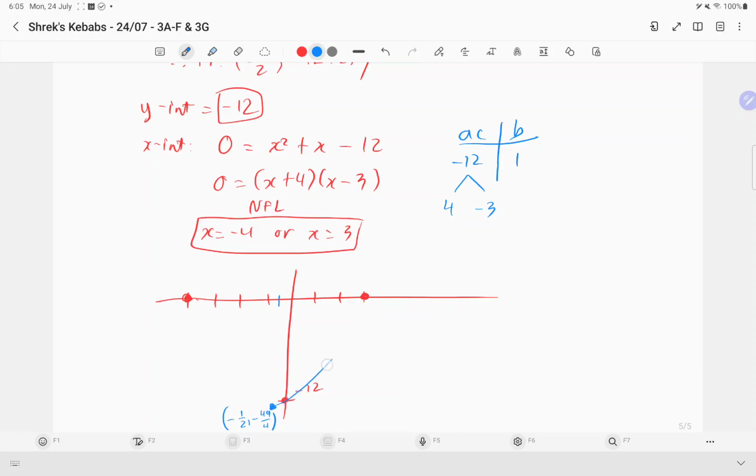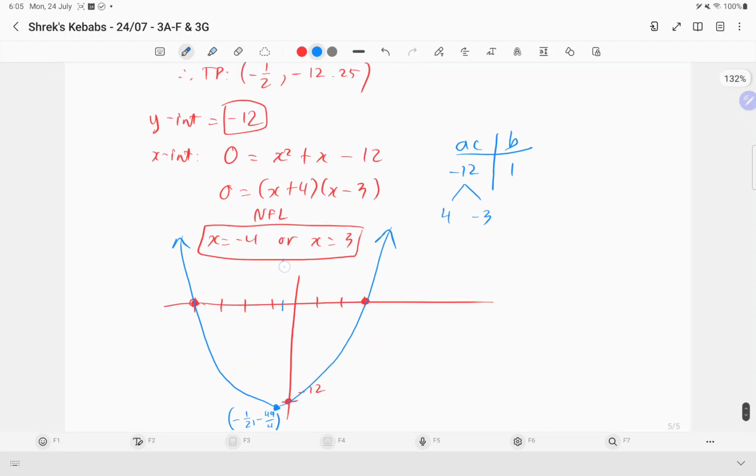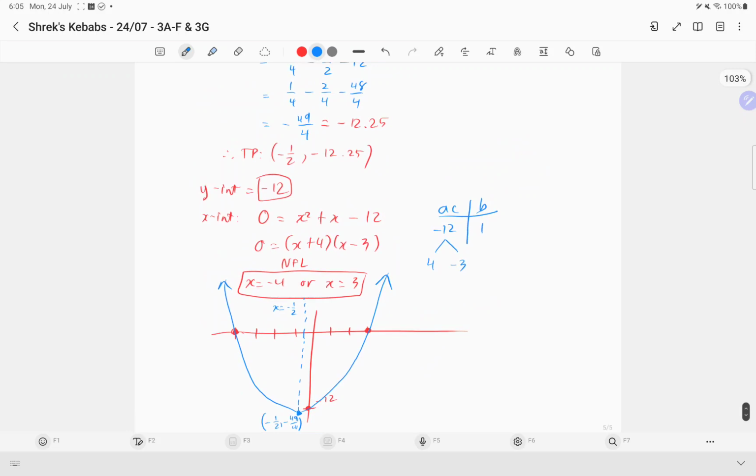Now let's sketch it. It has to go through these points, and then through this one here. That's it. Make sense? And then you can also draw the axis of symmetry, which is x equals negative 1/2. That's the axis of symmetry equation. Okay, that's it. Make sense?